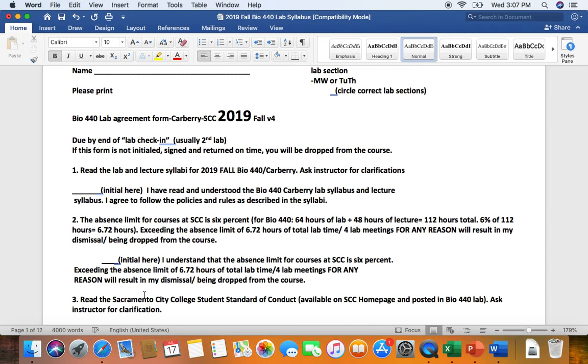One thing that is really important is number 2, and that is the absence limit for courses at Sac City College is 6%. So for our combined microbiology lecture and lab course, 6% is a little under 7 hours. So this means that you can only miss 3 labs without being dropped. If you miss a 4th lab, you'll automatically be dropped because you're no longer meeting the accreditation limits of attendance. So do make sure that you're aware of that. It's important that you come to lecture and lab.